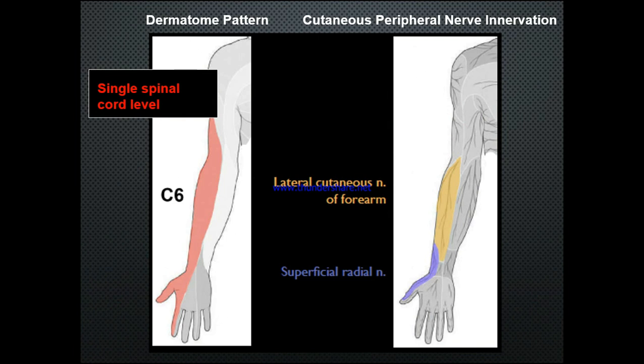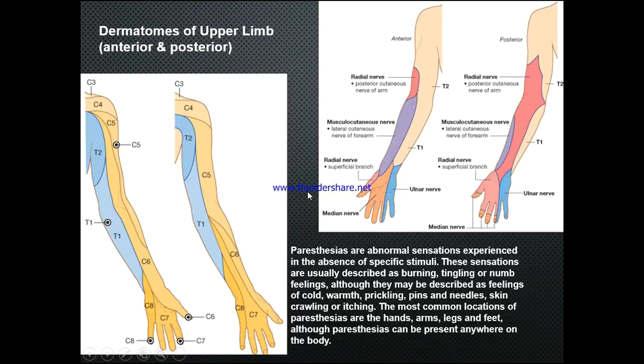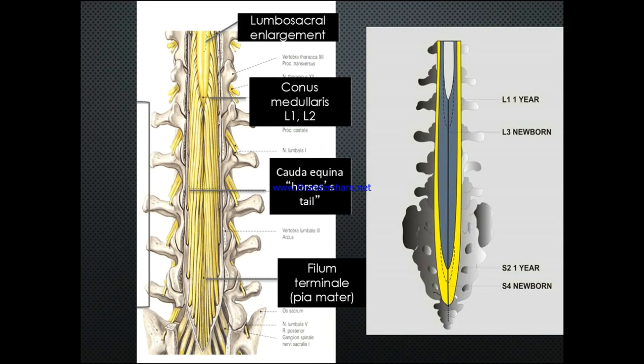Dermatome patterns are very important because they allow for an understanding of not just the single spinal cord level, but also the superficial branching sensory innervation to the skin, the dermatomal regions, which we're going to talk about during our lab component as well.